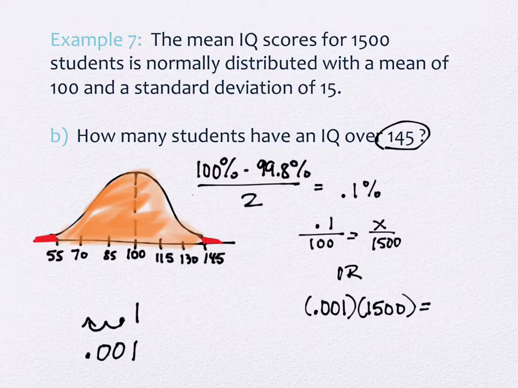What do you get? 1.5. Okay, so I'm supposed to be finding a number of students, and I just found out there's 1.5. So it's kind of a weird number. We're not going to tell somebody that there's 1.5 students in my school that have a high IQ over 145, right? We're just going to use normal rounding rules. 1.5 would round to 2. So we're going to say that there are 2 students.